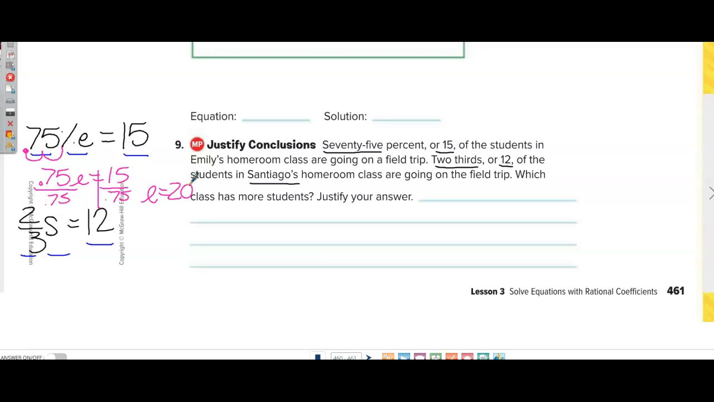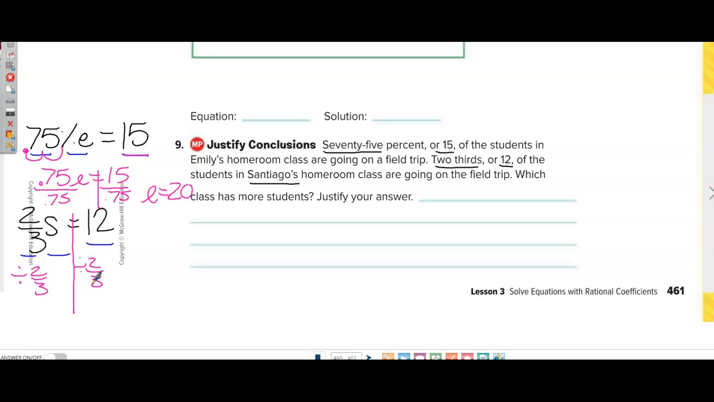So there are 20 total students in Emily's class, and this makes sense because if 15 is part of it, our total should be bigger. Here in Santiago's, we do the opposite operation. 2/3 and s are multiplied, so the opposite would be to divide. I divide by 2/3.